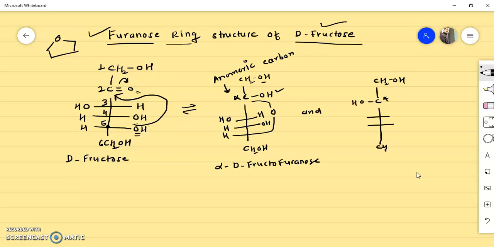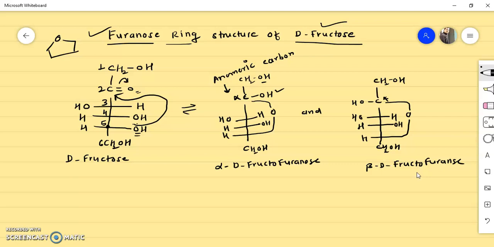So CH2OH, hydrogen, oxygen, and this bond will be like this. So here is hydrogen, here is an OH group, here is a hydrogen, here is an OH group. So this structure is known as beta D Fructofuranose. So I hope it is clear to all of you how to draw the alpha D fructofuranose and beta D fructofuranose structure from the D fructose.